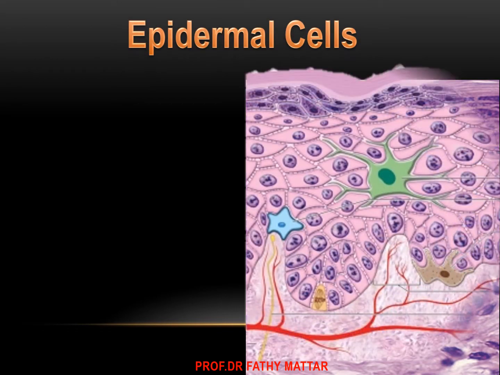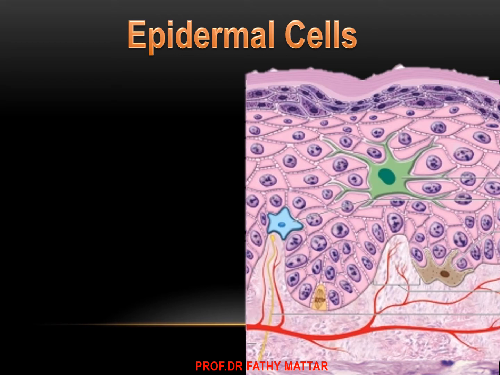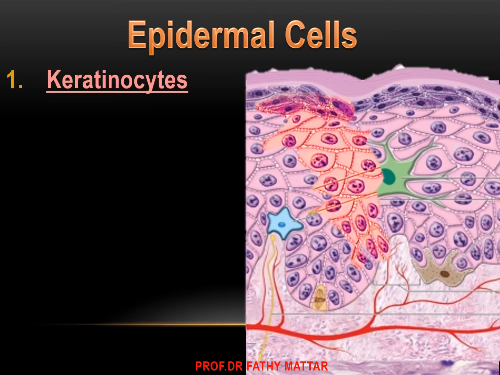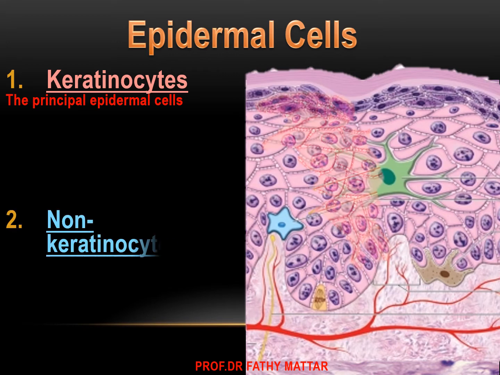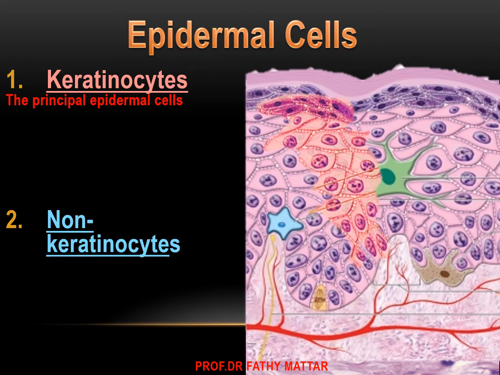The epidermal cells. Most of the cells of the epidermis are keratinocytes, because they contain intermediate keratin filaments in the lower cells, and soft keratin in the upper layers. The others are non-keratinocytes, which represent only 5% of the cells.